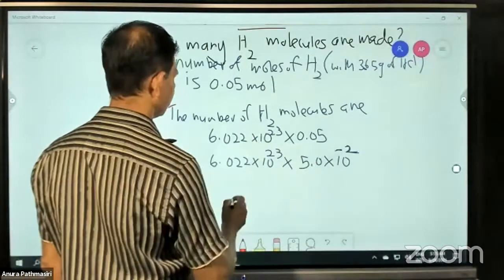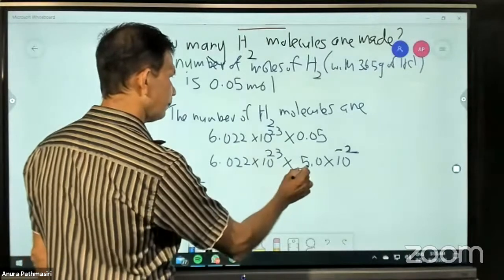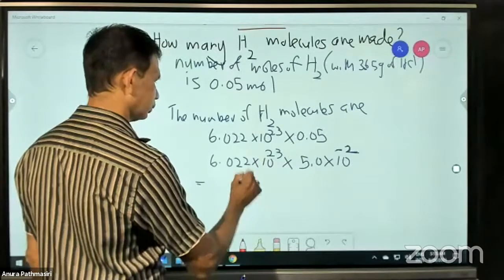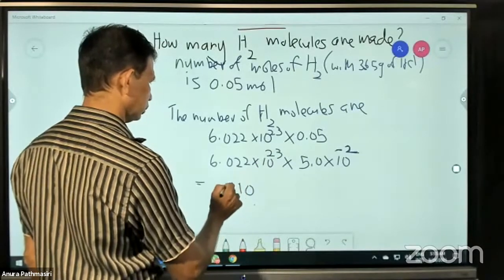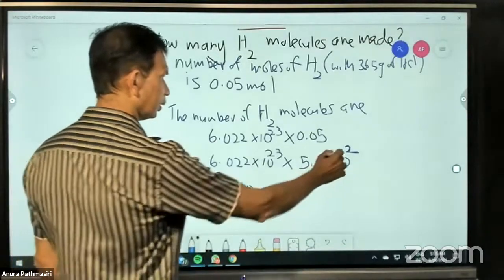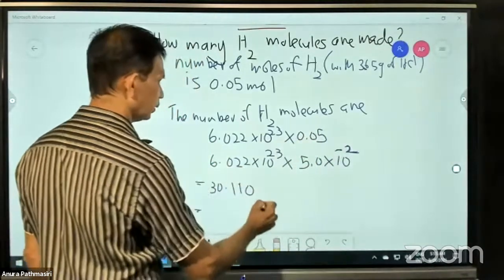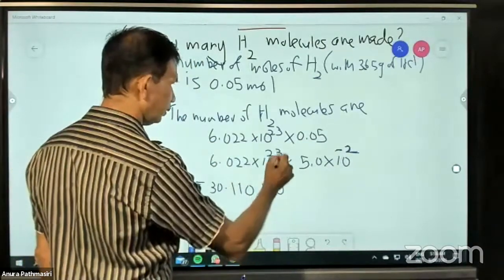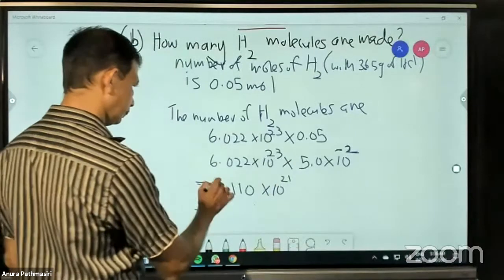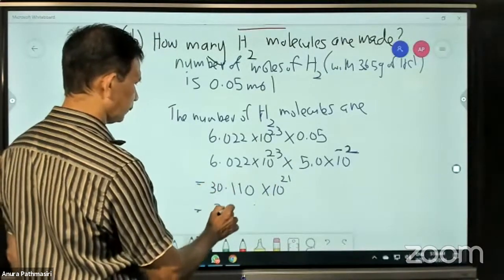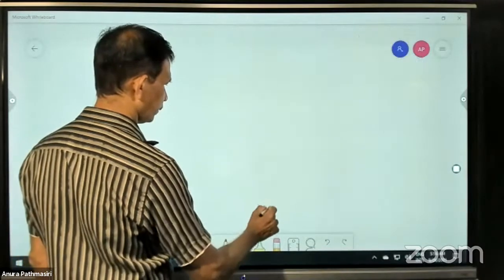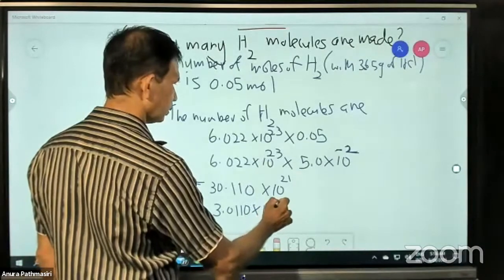Now multiply this one. Right. So you remove 2 from here, times 10 to the power 21. And then put here 3.0110 times 10 to the power 22.